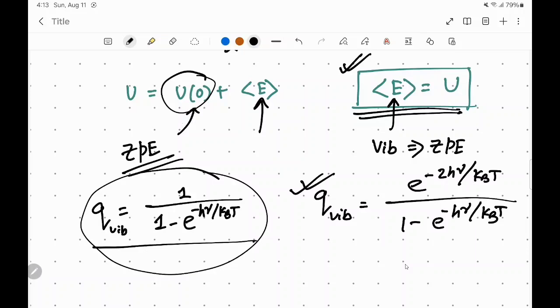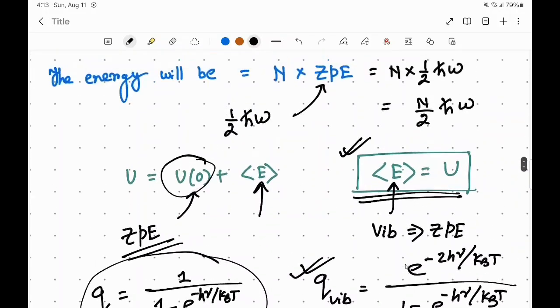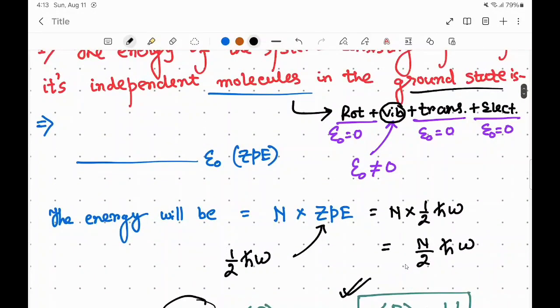Otherwise, yes. May I ask one question, please? Yes, yes. Is the vibrational mode only available at a higher temperature? No, not like that. At lower temperature, it is also important.